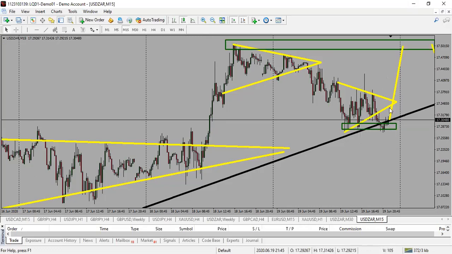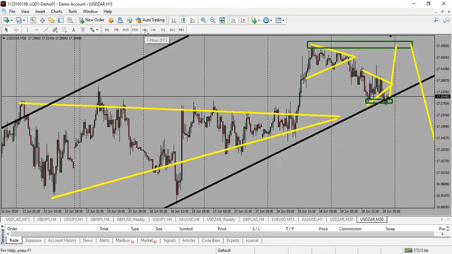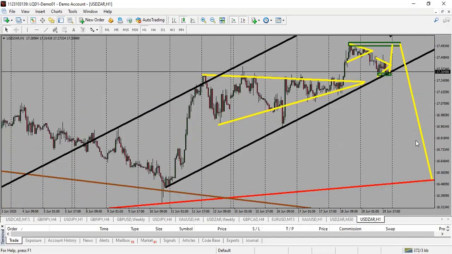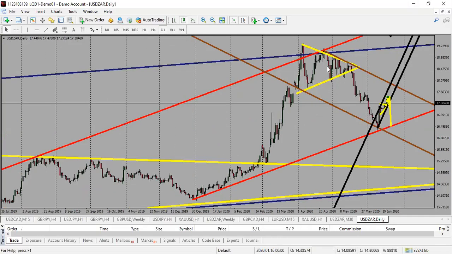But according to the structure itself, the structure is telling me that it's gonna go back up and take out this wedge before they can go down. This is what the structure is saying, and build another second leg for the bigger wedge. So this is what is happening here, guys. As you can see, I'm respecting these red trend lines because they're inside the red trend line. Well, also the bigger trend line also helps us.